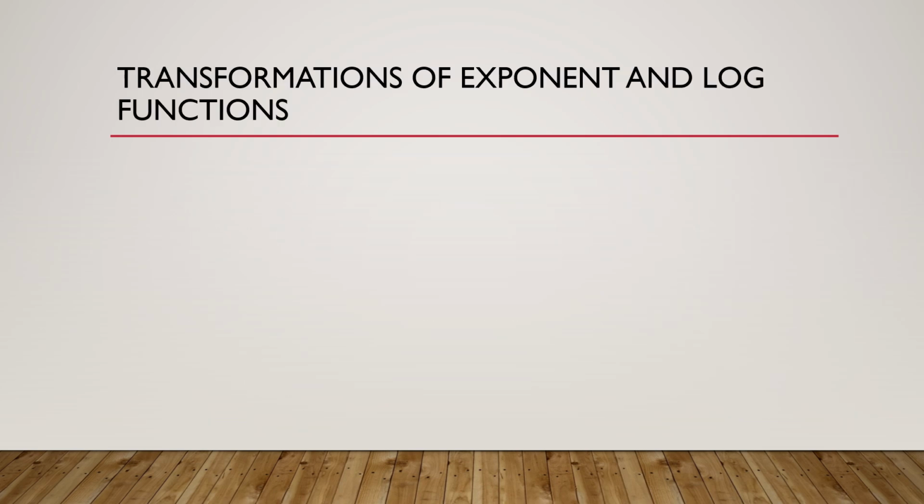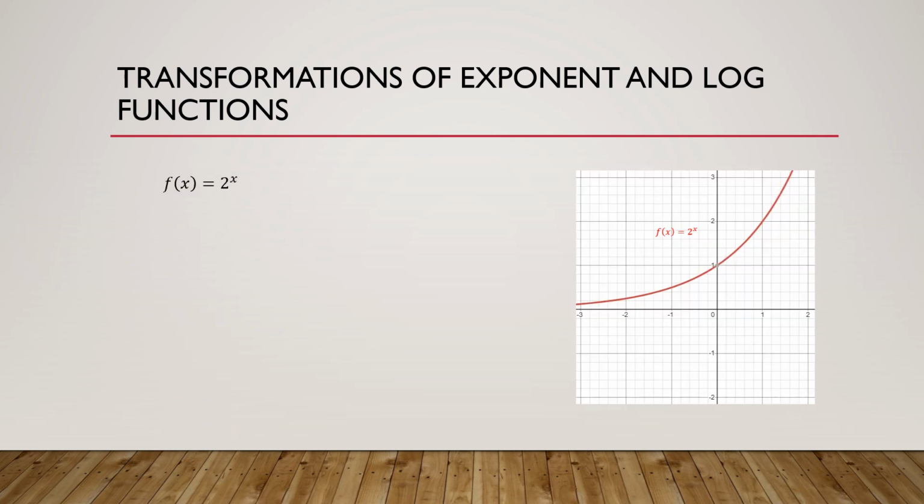Since exponential functions have only horizontal asymptotes, only vertical transformations of these functions will change the asymptote. For example, let's evaluate 2 to the x. The domain of this function is all real numbers, and the range is all real numbers greater than 0, with the horizontal asymptote at y equals 0.